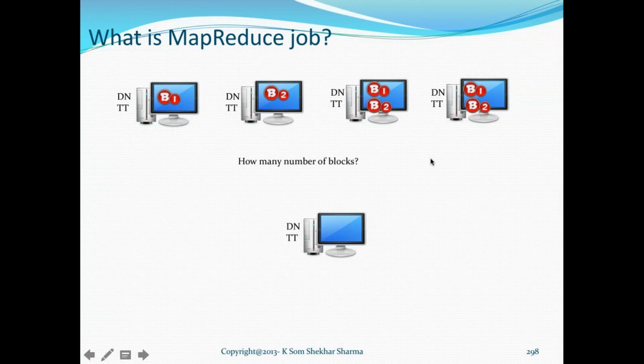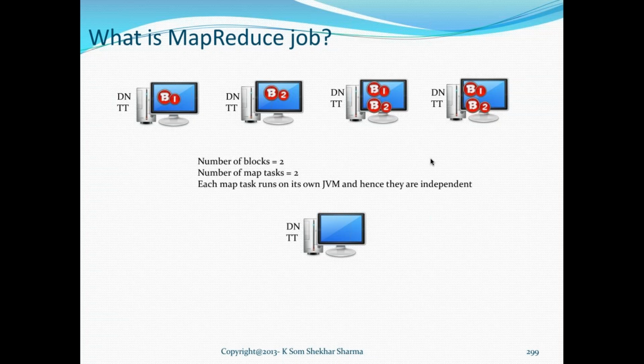Now, how many blocks do you have? Two. You don't have to run your task on the replicas, right? It's redundant. So ideally you have two blocks, and the number of map tasks will be equal to two. Please also understand that each of the map tasks is running on a separate JVM.